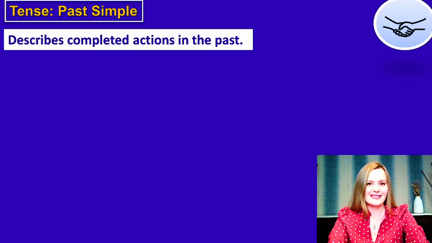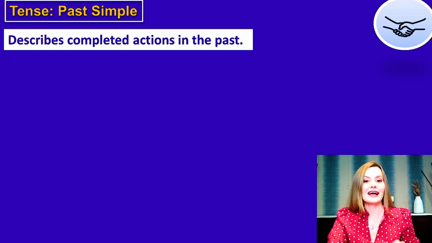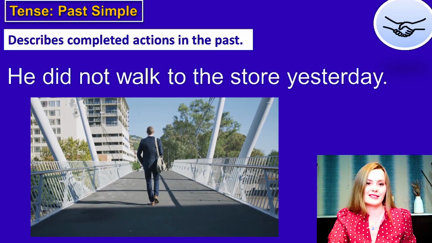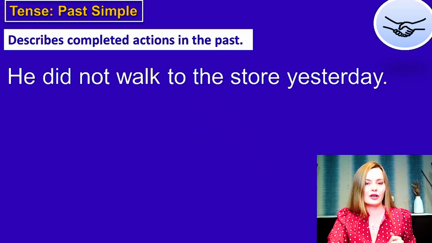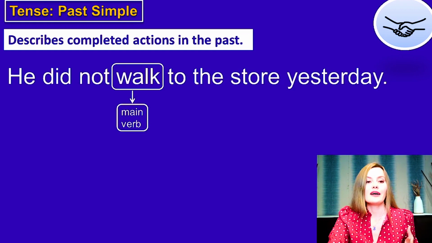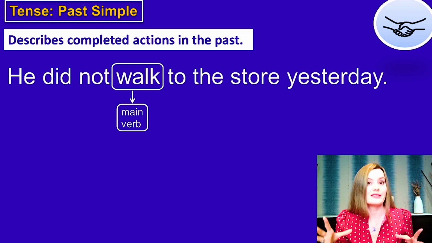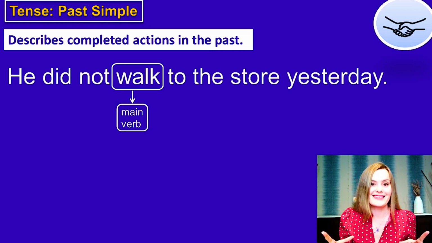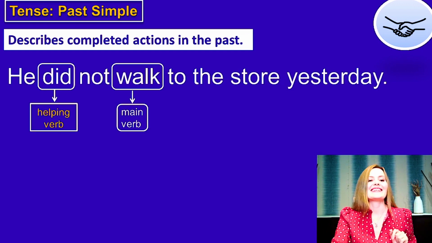Past simple tense describes completed actions in the past. For example, he did not walk to the store yesterday. What is the main verb in this sentence? Yes, you are right. Walk. Walk is the main verb. Let's find the helping verb. This helping verb not only helps to build the past simple tense, but also forms a negative sentence. Of course, did.